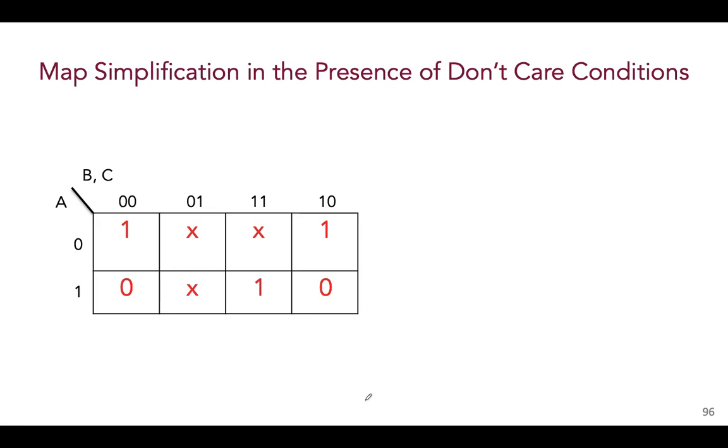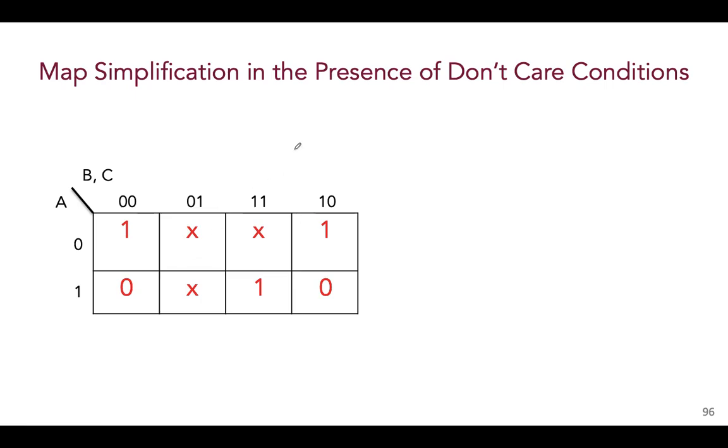If on the other hand we were simplifying the map in a POS form, we would have to consider that these X's are 0s, all right? So based on our requirements, we can pretend that this X is a 1 or a 0 and then make the groups like we used to, right?